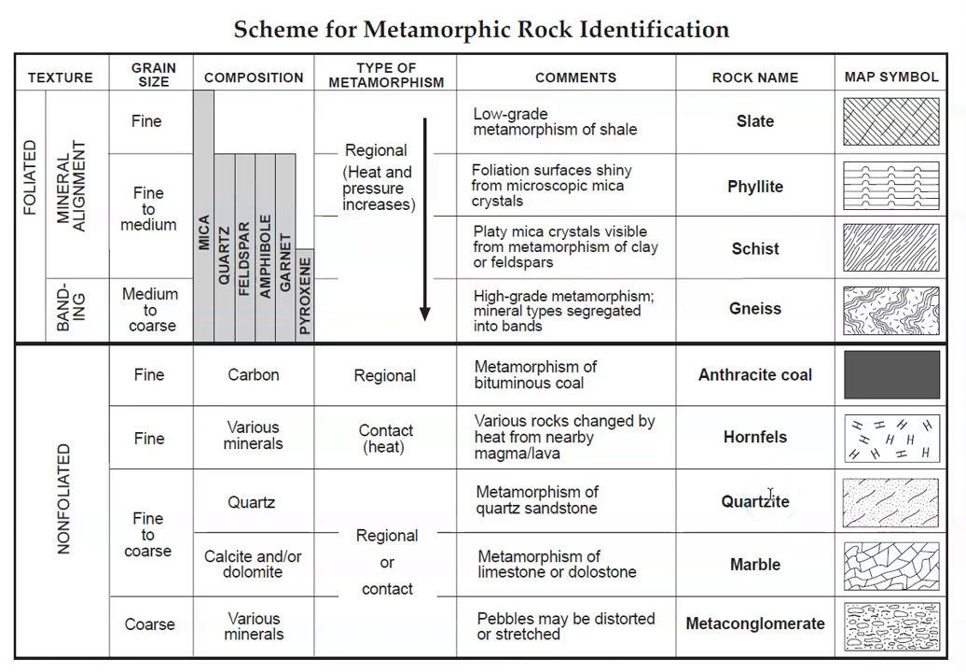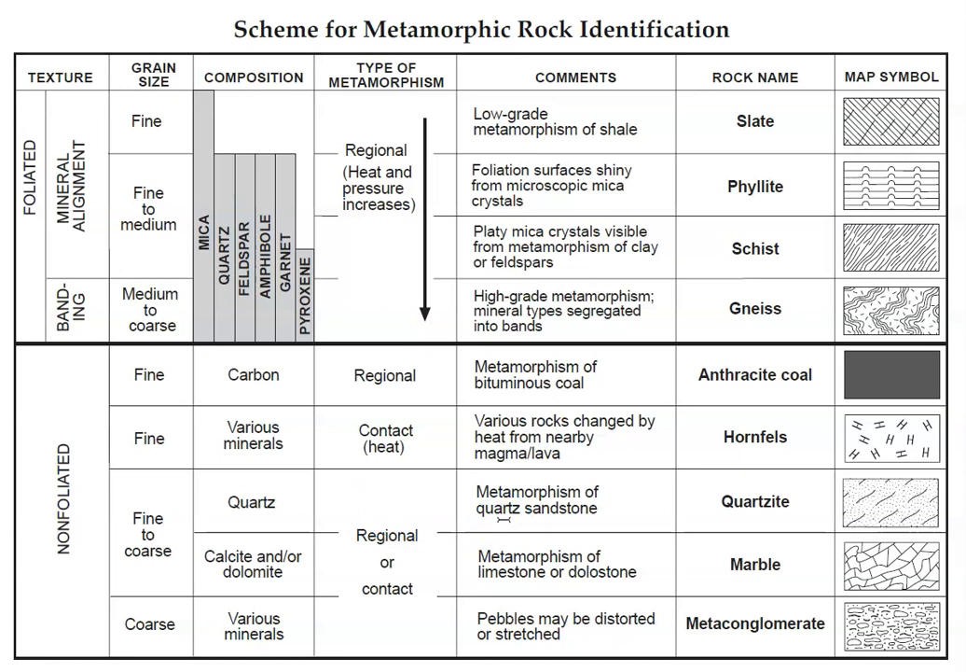So how do we use this table to answer questions about rocks? Let's imagine we're looking at the rock quartzite. Maybe the first thing you want to know is what type of texture does it have? So you start in the texture column and you line up with quartzite and you figure out quartzite is non-foliated. We can say it has fine to coarse grain size. It's primarily composed of quartz. It forms through either regional or contact metamorphism, and it forms through the metamorphism of quartz sandstone.